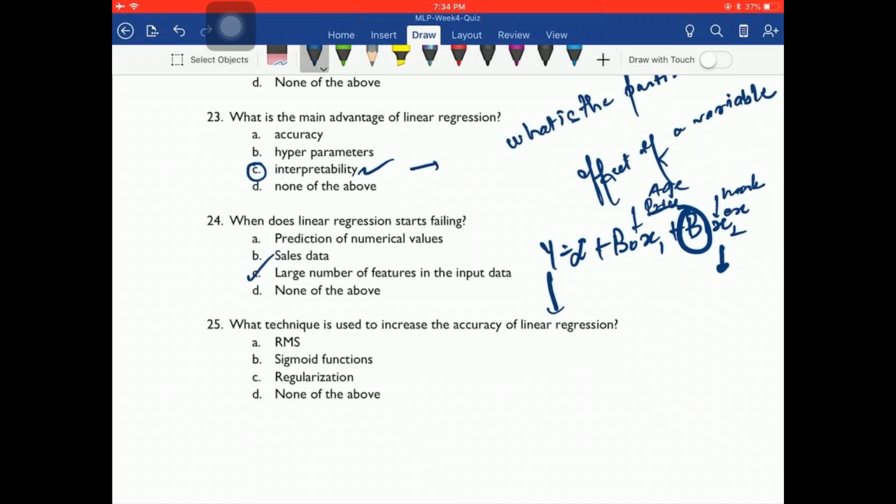Correct. RMS is not a technique, right? RMS is a number, it's a score function. That's what we answered in the previous questions. Then regularization, right? That's why we went to Ridge and Lasso, because we thought linear regression may not do well. That's why regularization is important, to prevent overfitting. Okay.